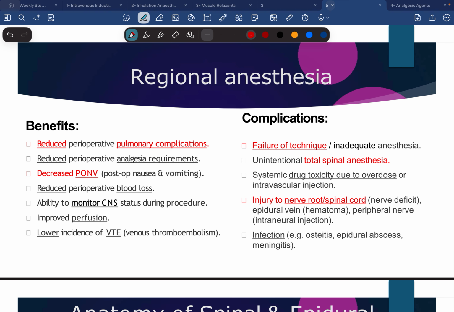Benefits: reduced pulmonary complications, reduced analgesia requirements, less postoperative nausea and vomiting, reduced blood loss, ability to monitor the CNS during the procedure, improved perfusion, and less risk of DVTs. Complications: failure of the technique, total spinal, we'll talk about that in a minute, systemic drug toxicity due to overdose, injury to nerve roots, nerve ends, spinal cord, and epidural hematomas and infection.